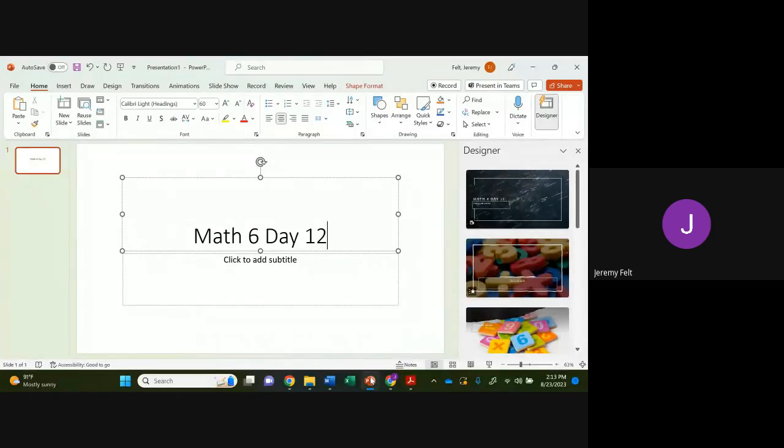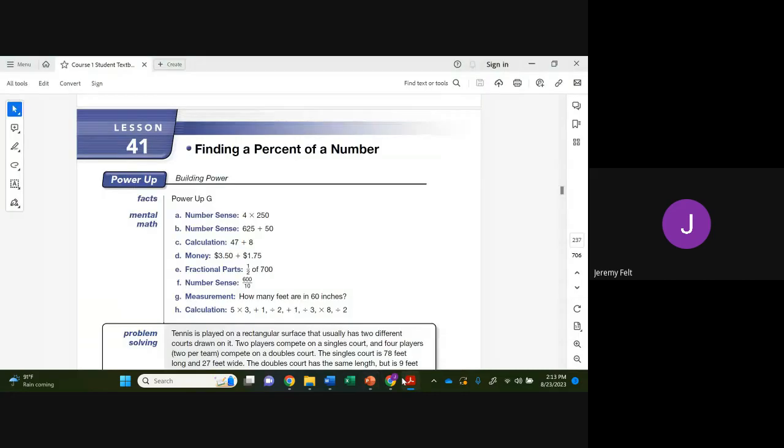Hi guys, today we're looking at day 12, so we should be finishing up our review, taking the test for that unit and section, and now we're starting a new one. So today we're looking at lessons 41 and 42.